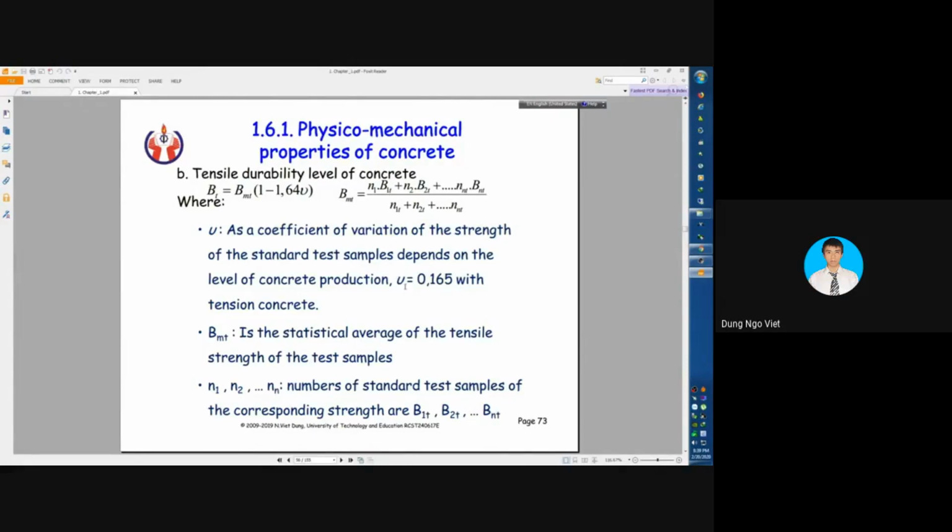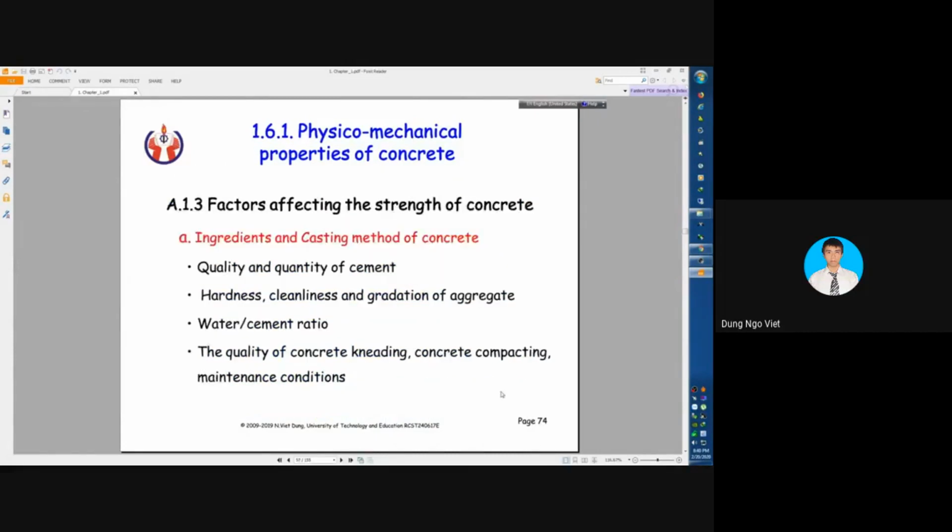And the nu value, usually the nu value is equal to 0.165 for tensile concrete. And the BMT is the statistical average of the tensile strength of the test sample. And N1, N2, and so on, Nn are the numbers of standard test samples of corresponding strength B1T, B2T. T is the abbreviation for tensile, and BNT.